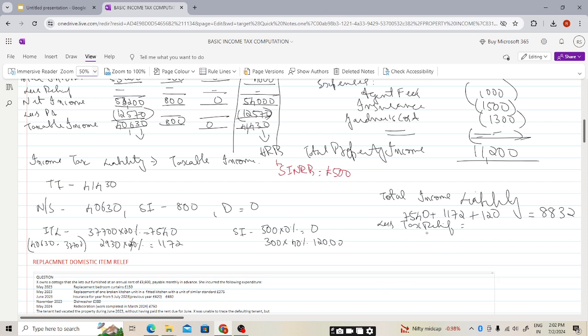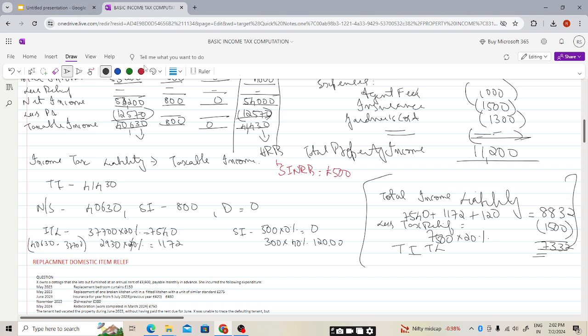So tax relief is 7,500 into 20%. So this will give rise to 1,500 pounds. So our total income tax liability will be 7,332. So clear with the finance cost? How will the finance cost be dealt with? The finance cost will be reduced as a tax relief.